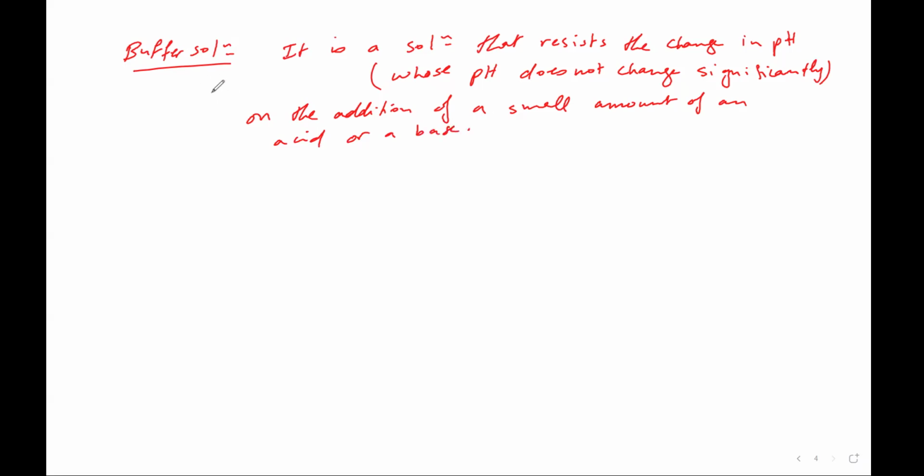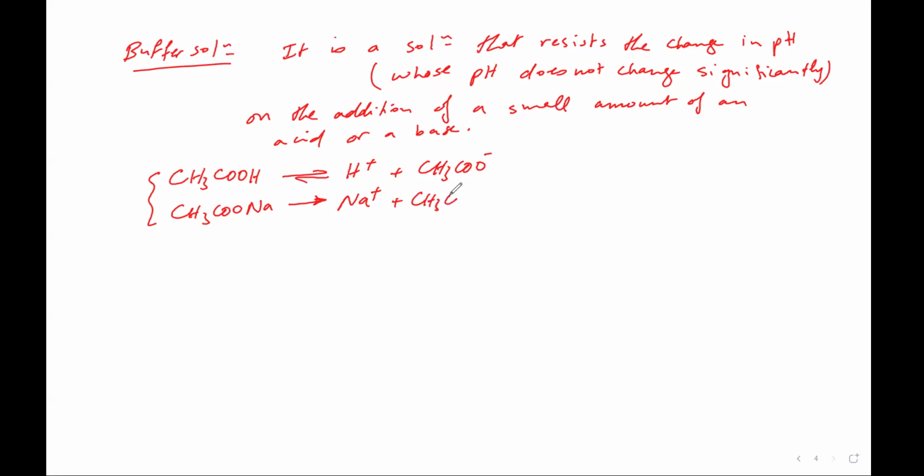And we know that buffers could be acidic or could be alkaline. For example, if you have an acidic buffer, this means that it consists of a weak acid and its salt. And one of its salts could be sodium, ammonium, or potassium, whatever they write. Both are present in the same solution. The weak acid ionizes to give H positive plus ethanoate ion negative, and the sodium salt completely ionizes to sodium ion and ethanoate ions.